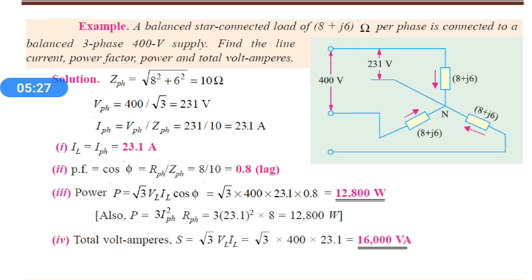Next is total volt ampere or apparent power. The apparent power equation is S equals root 3 VL IL. So root 3 into VL is 400 and IL is 23.1. While multiplying we will get 16,000 volt ampere or 16 kVA.